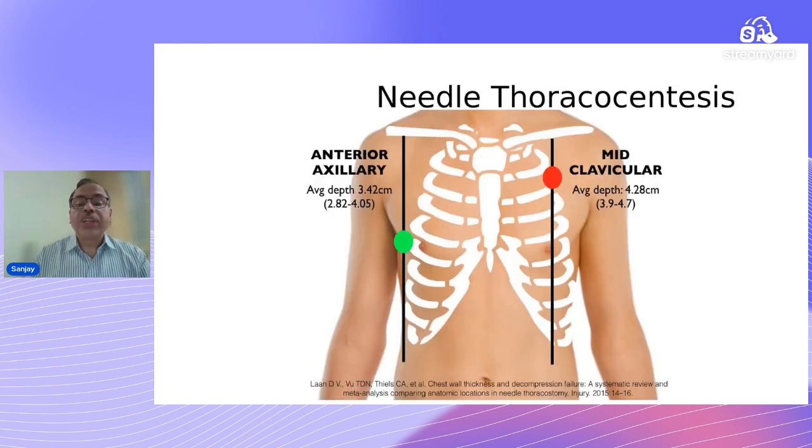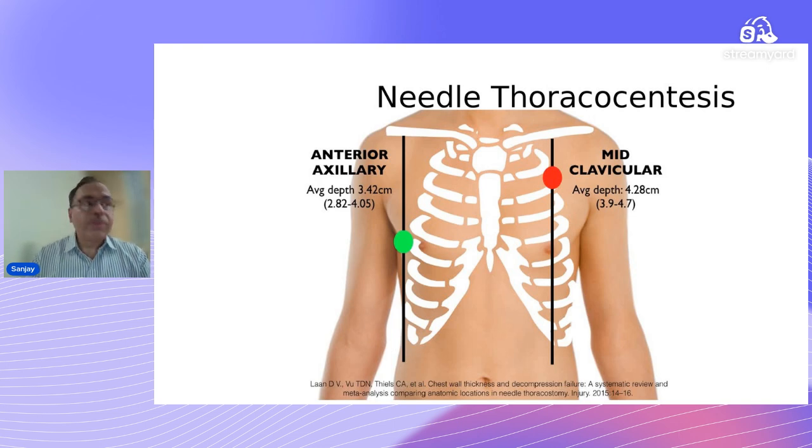Now, what is the treatment? Immediate treatment is decompression, immediate urgent decompression, which can be done with an angiocatheter or a thick needle of size 14 to 16. The classical insertion site for this needle is the second intercostal space in the mid-clavicular line.